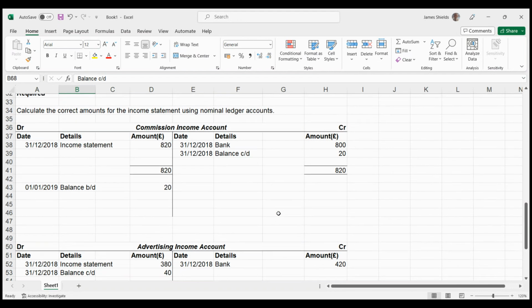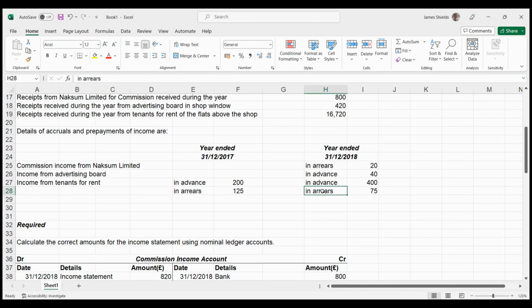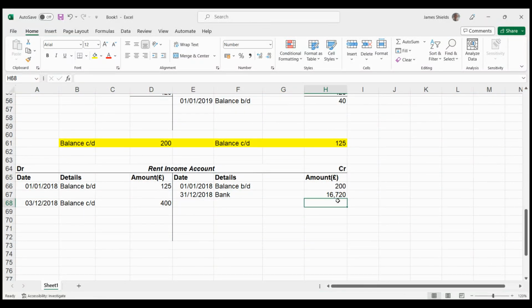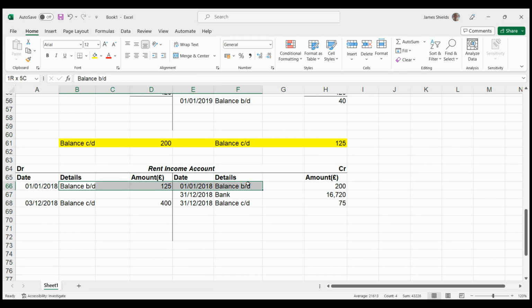And likewise, there was another figure in arrears. So someone owed us £75 at the end of the year. So we were owed income of £75. So it's going to go on my credit side. So it's £75. It was outstanding at the end of the year. So it can be balance carry down, the 31st December 2018. So this one, we've got two balance brought down at the top, one on the debit and one on the credit, and carrying down at the bottom, one on the debit and one on the credit.